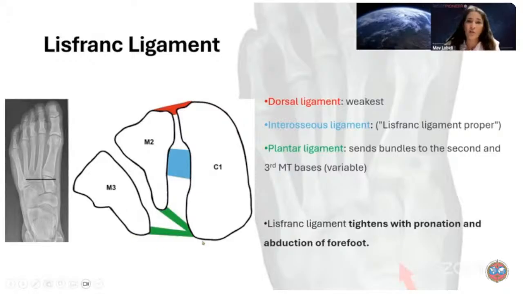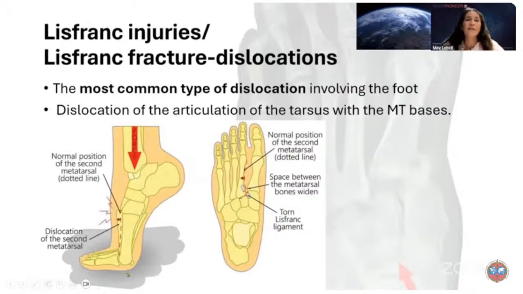And the third part, the green one, is the plantar ligament, as you see here on the cross section at this level. It connects the medial cuneiform with the base of the second and the base of the third metatarsal. Altogether, it's called the Lisfranc ligament complex, and only the blue one is the proprius Lisfranc ligament. The Lisfranc ligament typically tears with forceful pronation and abduction, when it's tight, and that's one of the mechanisms of injury.